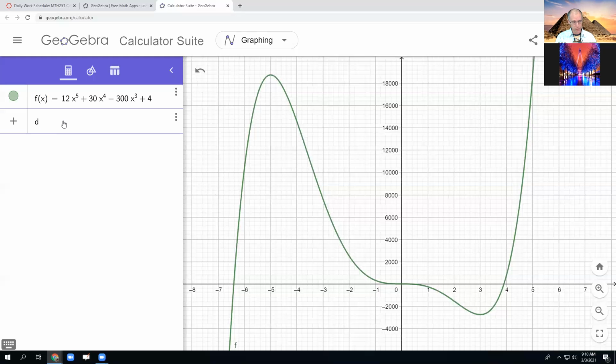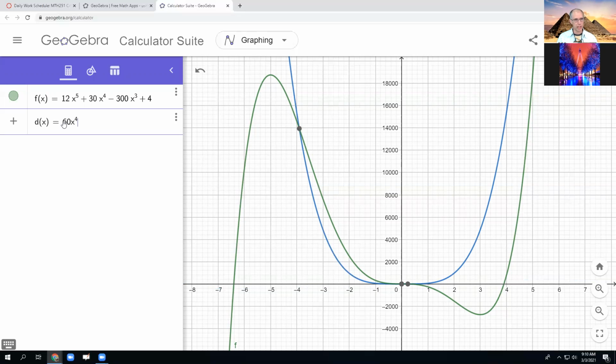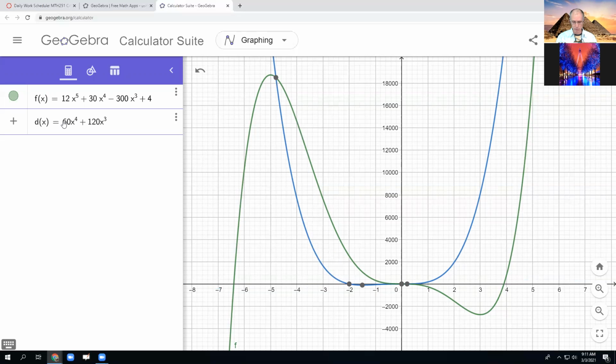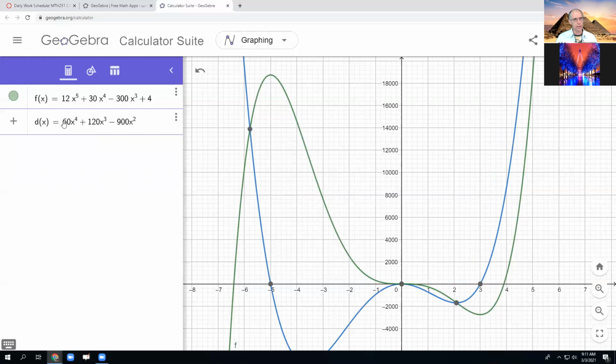So let's find the first derivative. We'll call that d of x like I usually do. And that's going to be 5 times 12, so that's 60, x raised to the 4th, plus 4 times 30 is 120, x raised to the 3rd, 3 times 300 would be minus 900 x squared. So that's the first derivative.